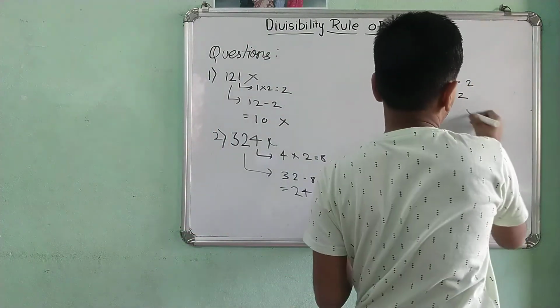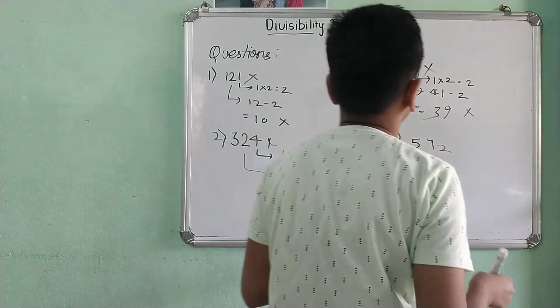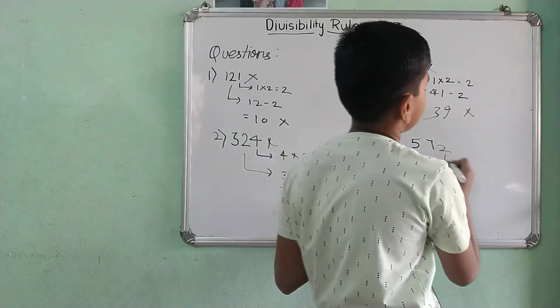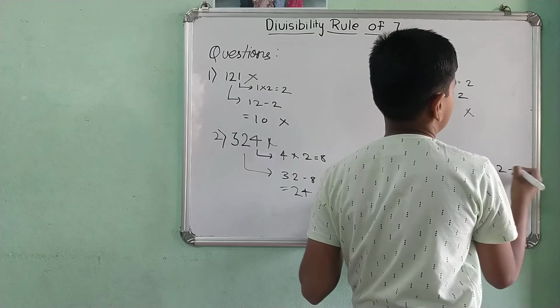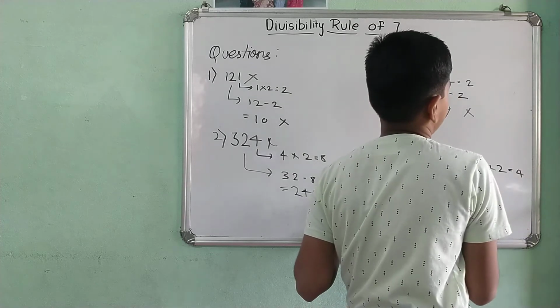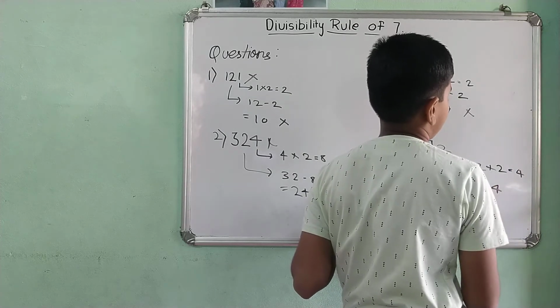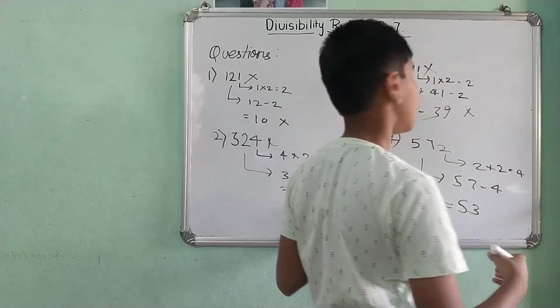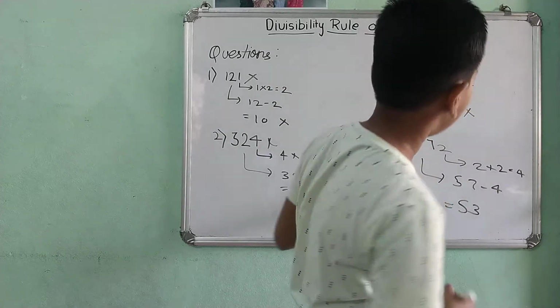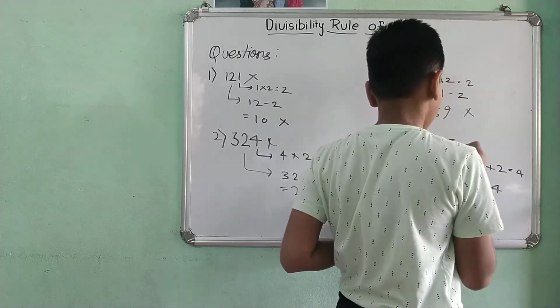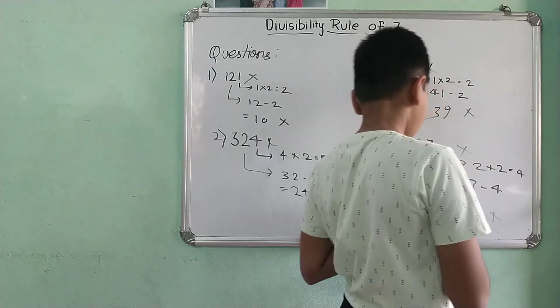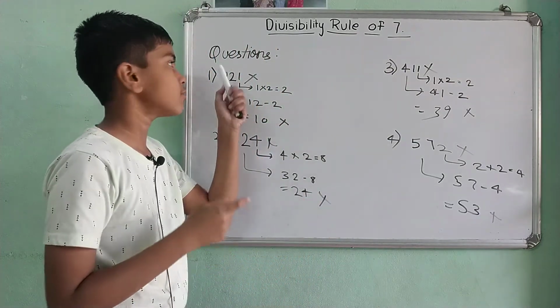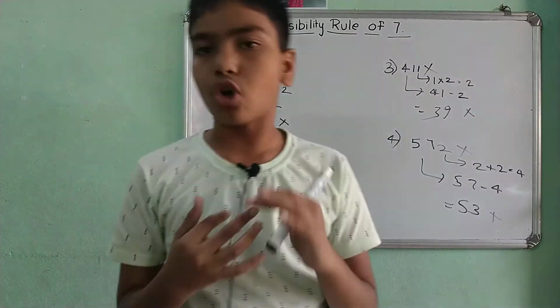572. It will be 2 into 2 is 4. 57 minus 4 is 53. Is 53 divisible? Not at all. These were some questions that we solved today.